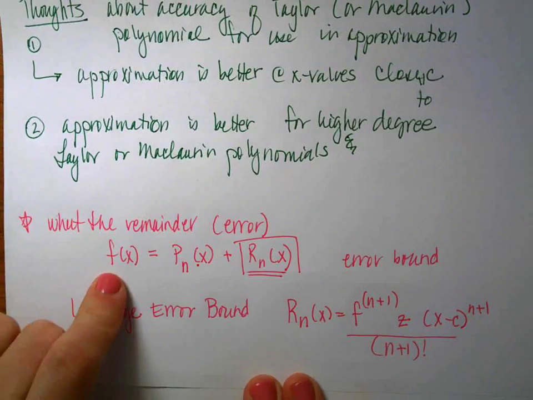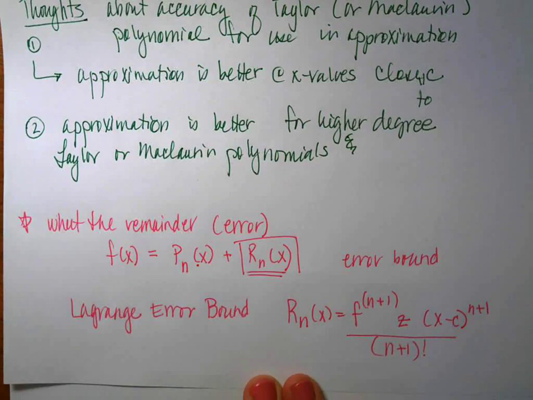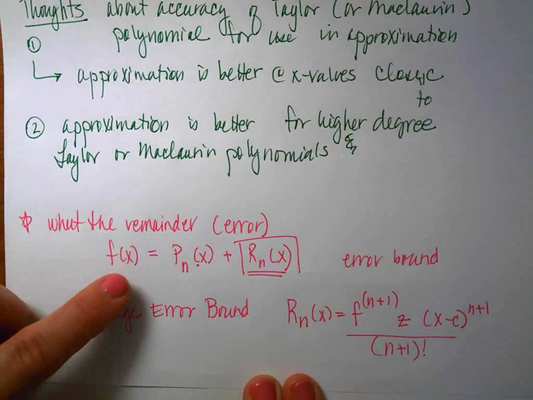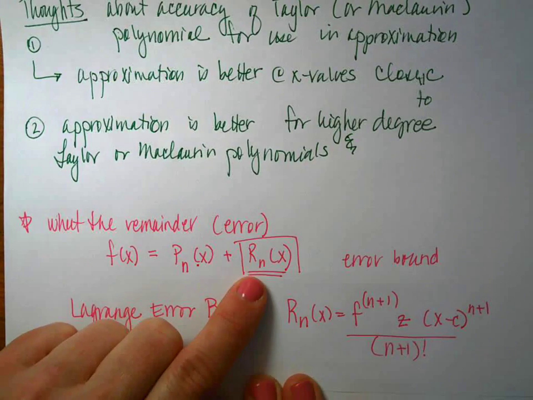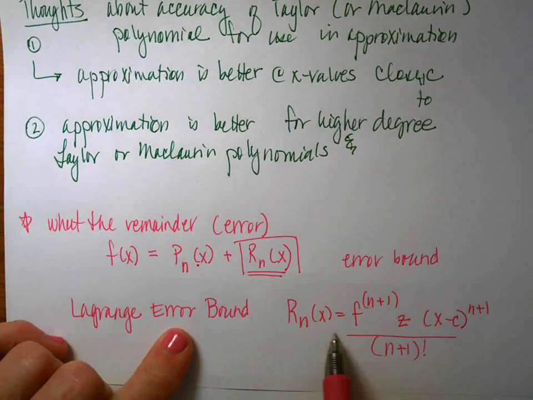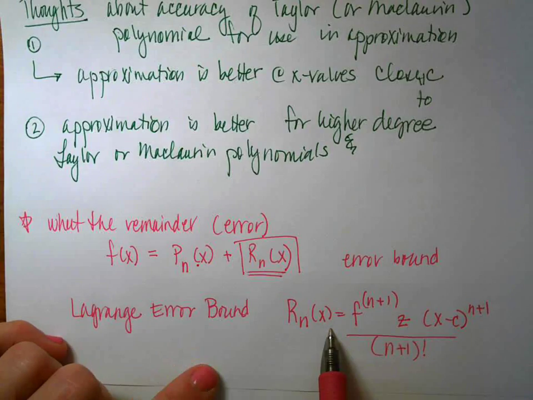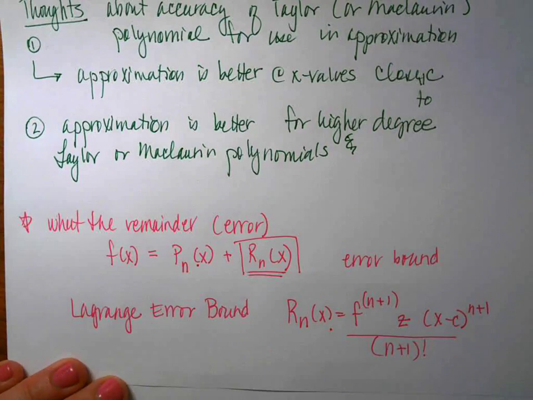n plus 1 factorial. Alrighty, so if I take a function and then I come up with the Taylor or the Maclaurin polynomial to approximate my function evaluated at a specific point, then I'm going to have a little bit of error. And the Lagrange error is a way of calculating what that potential error could be.